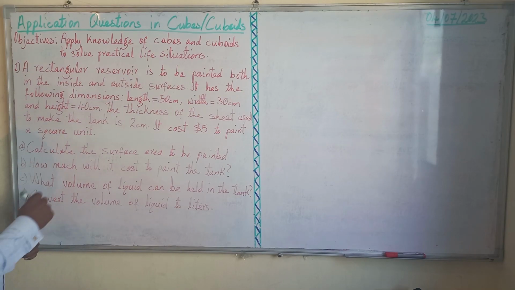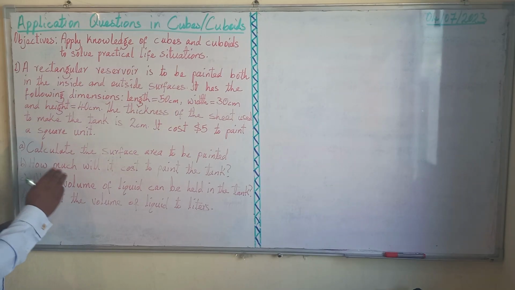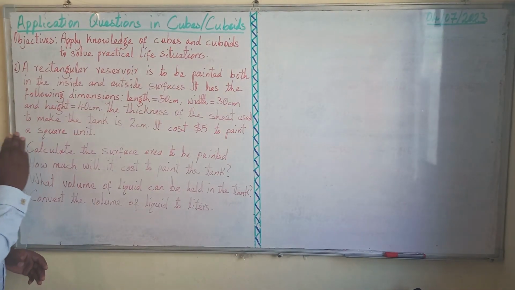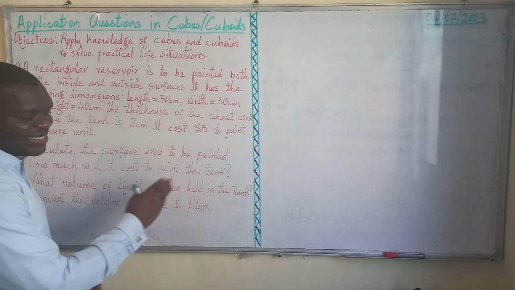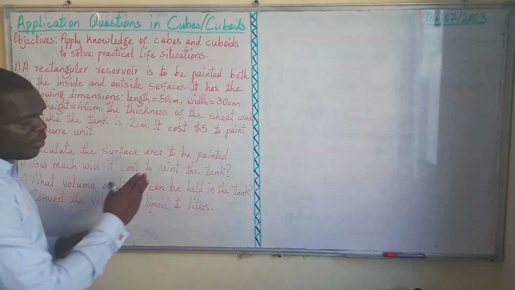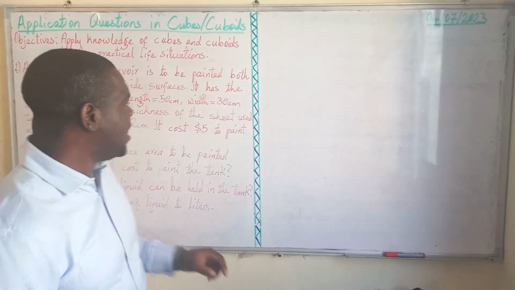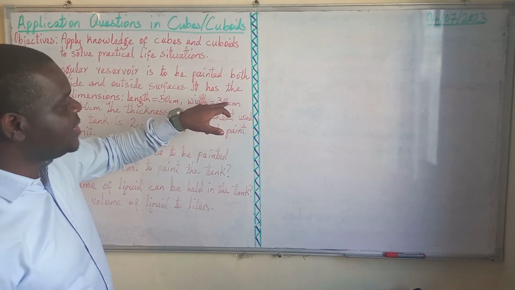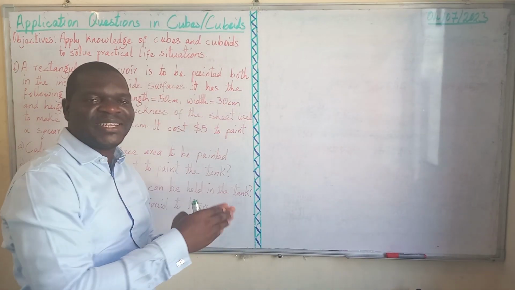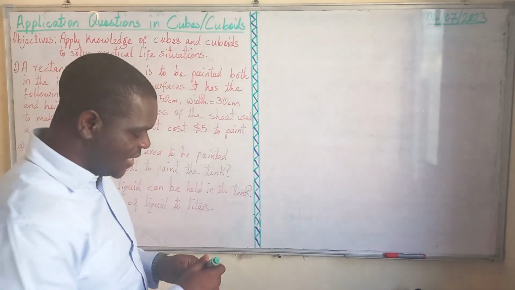Now the first question is, A, calculate the surface area to be painted. B, how much will it cost to paint the whole tank? C, what volume of liquid can the tank hold? And D, convert the volume of the liquid in the tank to liters. Remember, we're going to have our answer in cubic centimeters. Now you convert from cubic centimeters to liters.